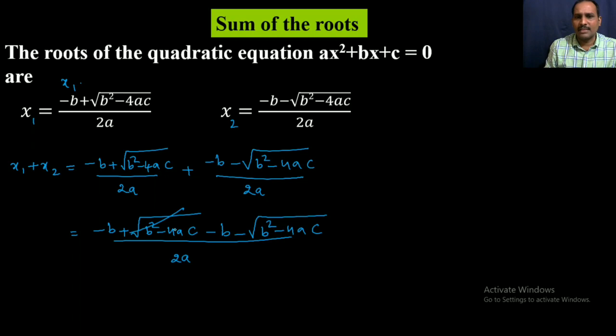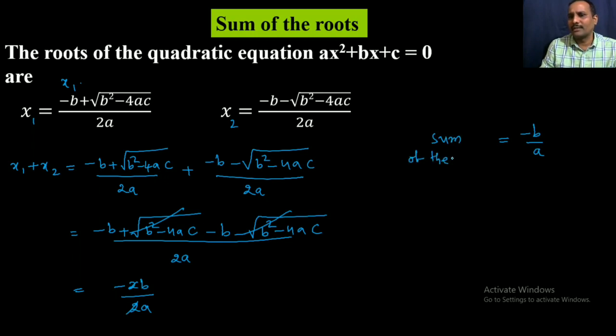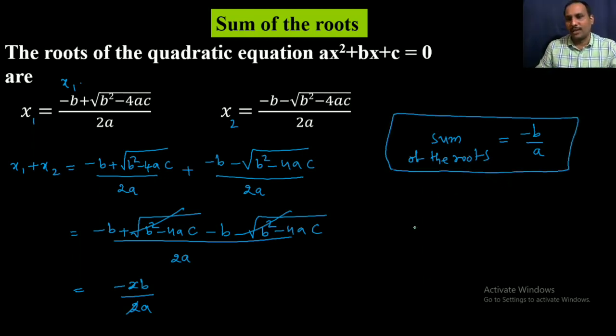So this plus term and minus term will get cancelled. What is remaining? Minus b minus b, that is minus 2b by 2a. And 2 gets cancelled, and minus b by a is remaining. So this is the sum of the roots of the quadratic equation ax square plus bx plus c equal to 0. Let us verify this formula.